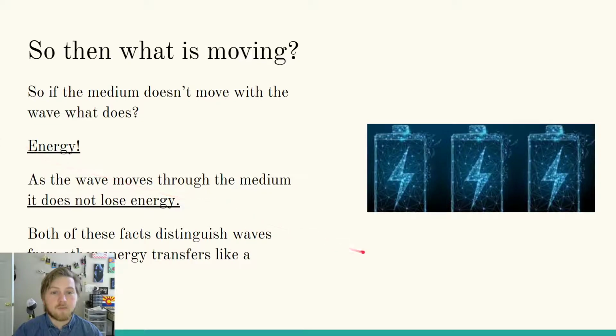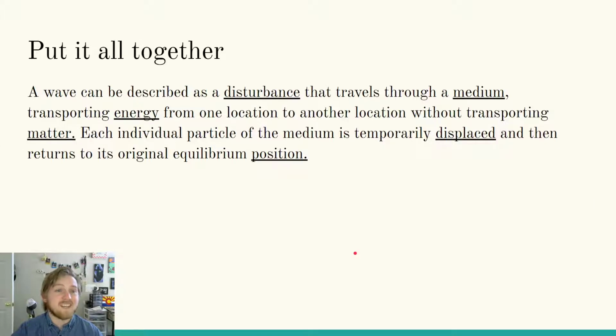Okay, so this concludes essentially what a wave is. So if we put it all together, a wave can be described as a disturbance. Right, so the medium itself has to be disturbed. I am making a sound wave towards the microphone. My vocal cords are causing a disturbance in the air, and the air carries the energy to the microphone. So it's going through the medium of the air.